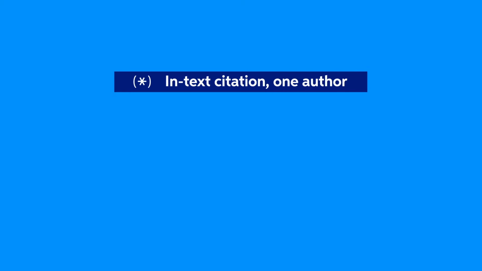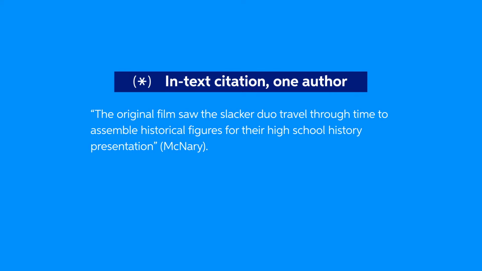The in-text citation for a website with an author is the author's last name in parentheses, followed by a period. Unless the website includes numbered paragraphs or sections, don't include any additional information. For the website used in the example before, the in-text citation would look like this, with McNary in parentheses after the last closing quotation mark, followed by a period.